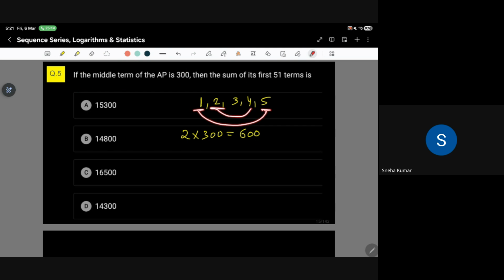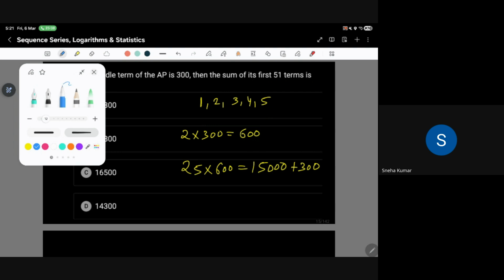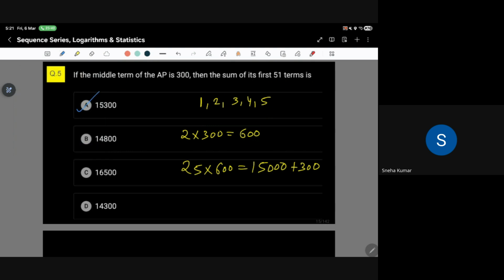So how many pairs will there be in 51 terms for first and last term, second and second last term? 25 pairs. So 25 into 600. But the middle term will be left out. So the middle term is 300. So that will give you the sum of the AP. Yes. Any doubt in this property?